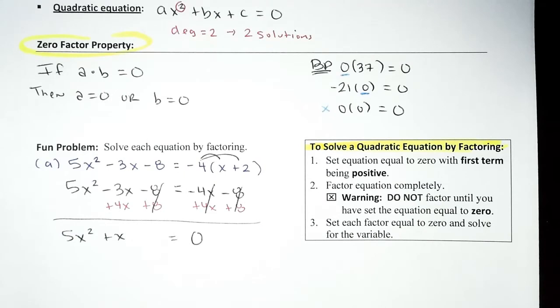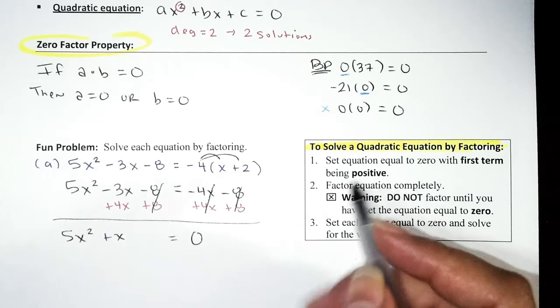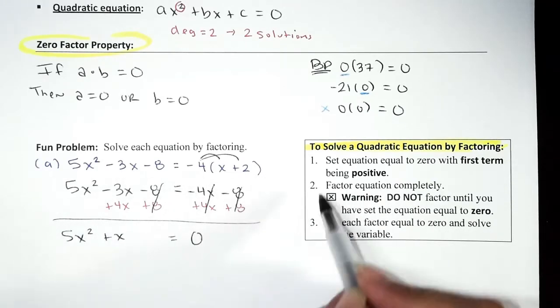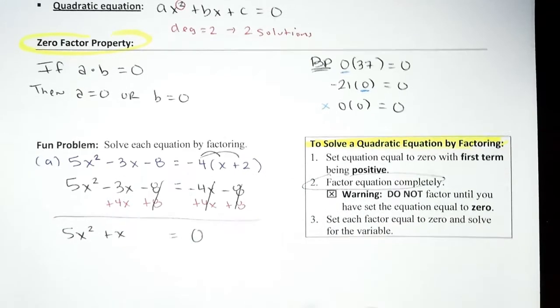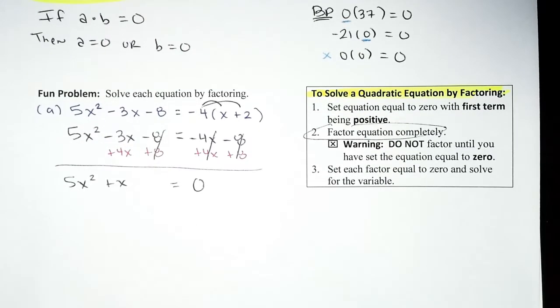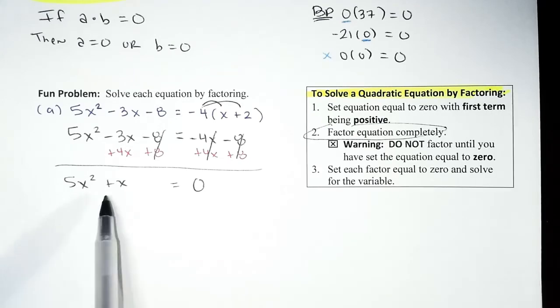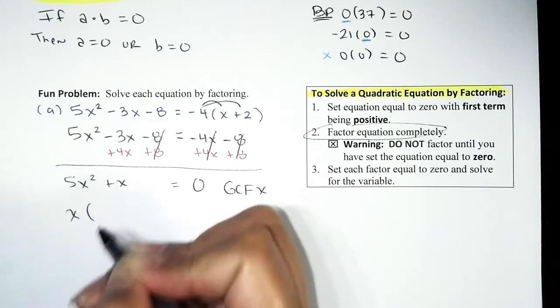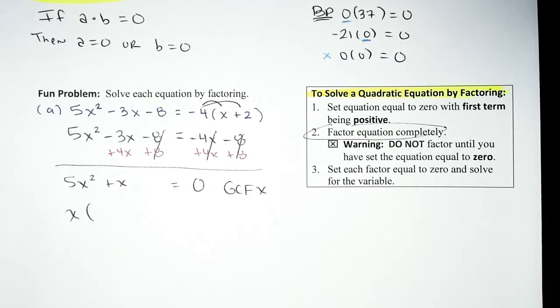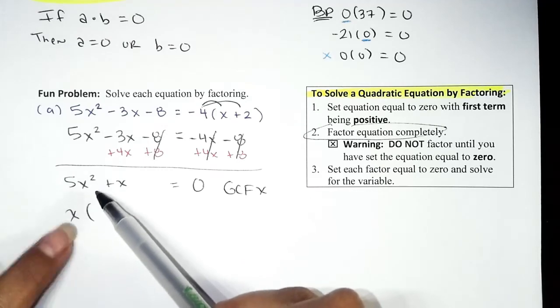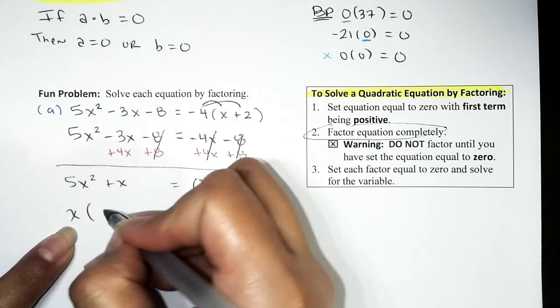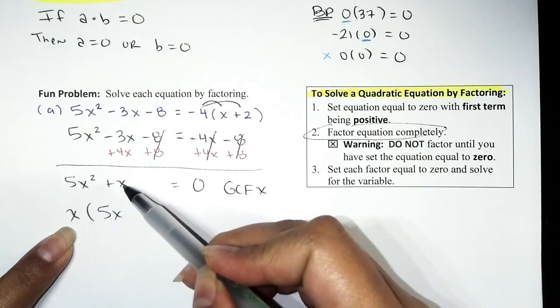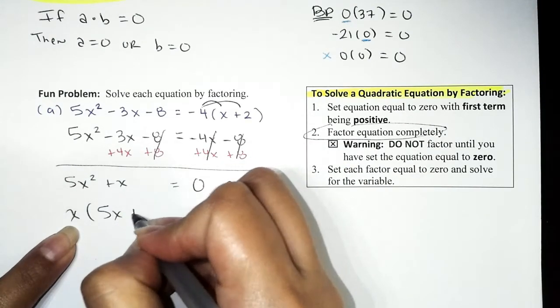To solve a quadratic equation by factoring, step 1, set the equation equal to 0. Step 2, since we're solving by factoring, then you guessed it, step 2 is to factor completely. The prerequisite step when it comes to factoring is to watch out for common factors, and in this case 5x squared and x have a common factor of x. So let's show the reader what we're left with when we factor out that x. First term over common factor leaves us with 5x. Second term over common factor leaves us with 1.